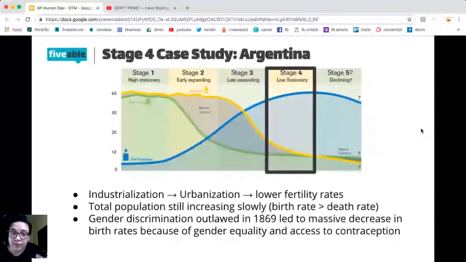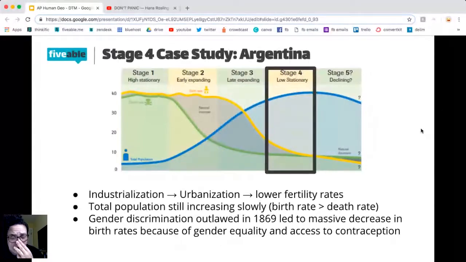The other thing is you just have less space, so people live in smaller homes. That is part of the reason why Argentina was able to get to stage 4. They went through those earlier stages faster because they urbanized so quickly. Another thing with Argentina is that the total population is still increasing because the birth rate is still a bit higher than the death rate, but it's leveled off a bit.